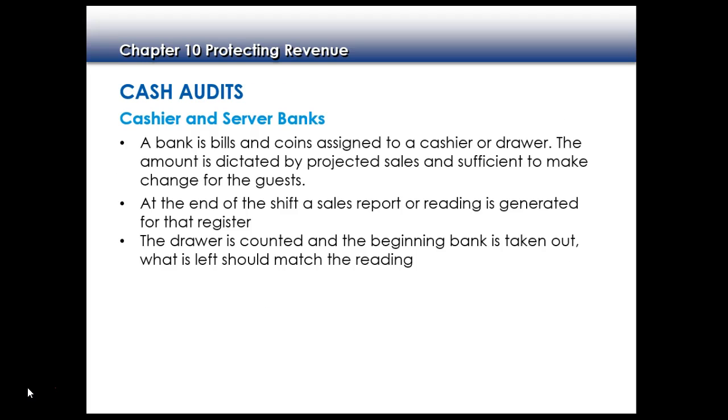So, cash audits, your server and cashier banks. A bank is just enough bills and coins assigned to a cashier or a drawer. The amount is dictated by projected sales and sufficient enough to make change for the guests. At the end of the shift, a sales report or reading is generated for that register. The drawer is counted and the beginning bank is taken out. What is left should match the reading.